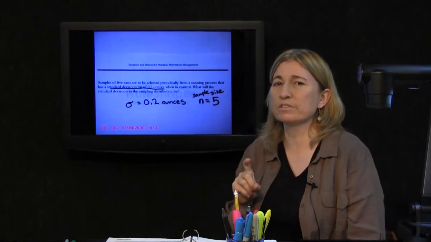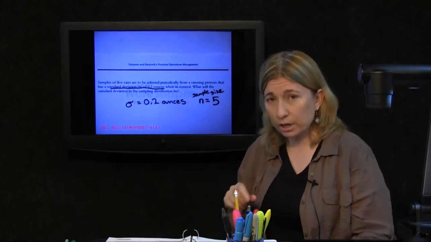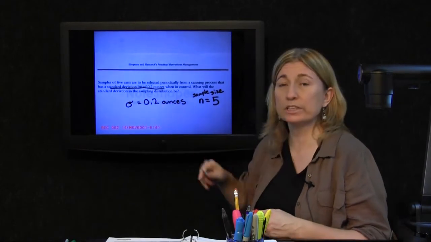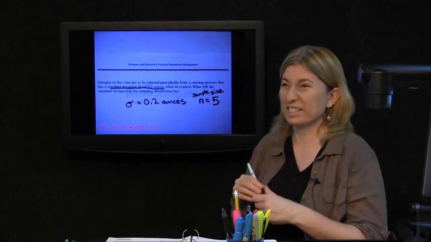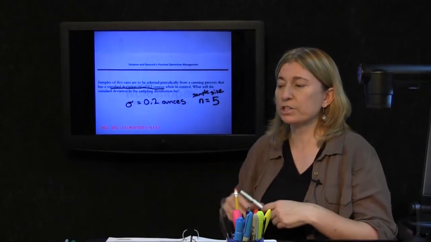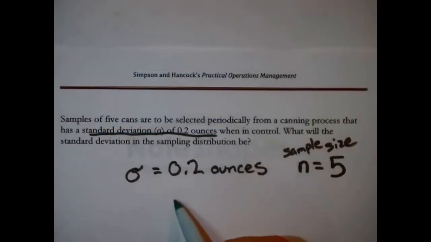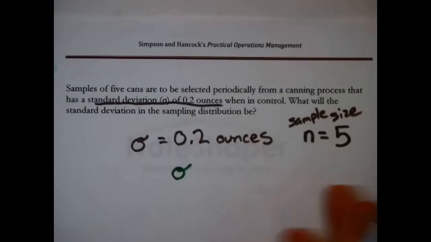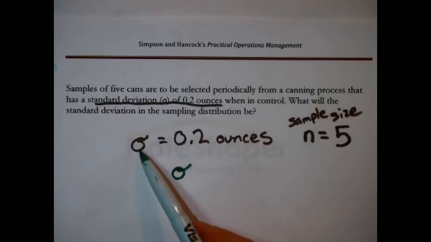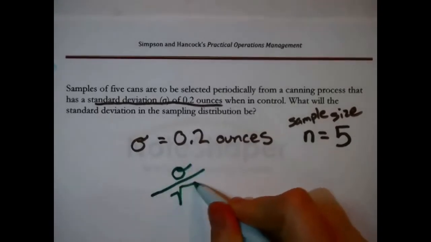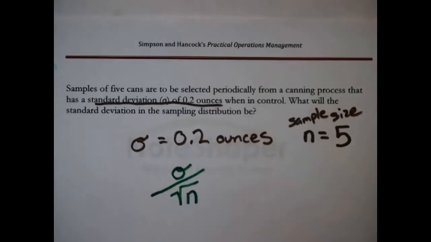We need that piece of information to answer this question, because to determine the standard deviation in the sampling distribution, how much would samples of 5 vary? We just have to remember a standard adjustment, essentially. Take the original standard deviation, divide it by the square root of the sample size.